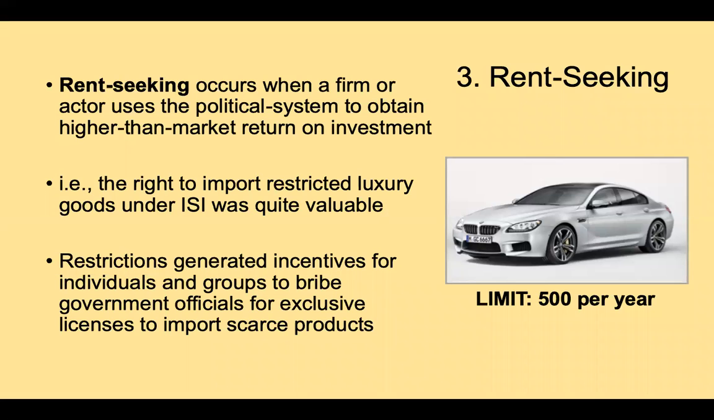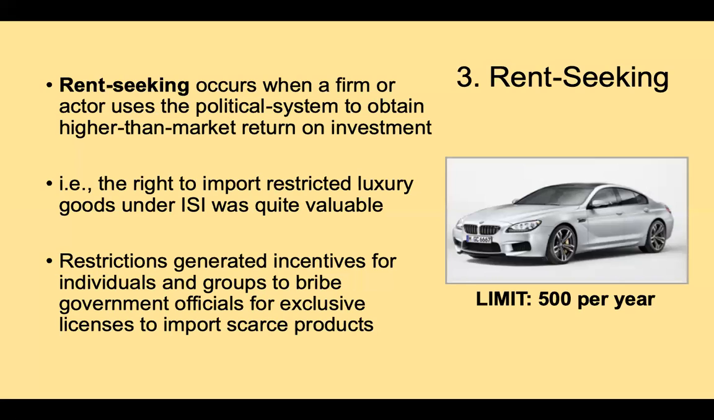A third issue, and one that is discussed far less often, relates to rent seeking and corruption. Rent seeking occurs when a firm or an actor uses politics to obtain higher than market return on investment. Basically, this is the idea that actors take advantage of political mechanisms or relationships with politicians to give themselves advantages or privileges that they could not otherwise obtain through the market. If we assume that the market always produces some return on investment or activity, we can also imagine then abusing the political system or abusing political relationships or using power to obtain higher returns than we would get ordinarily just based on our economic activity. So abusing political connections or using inside information.